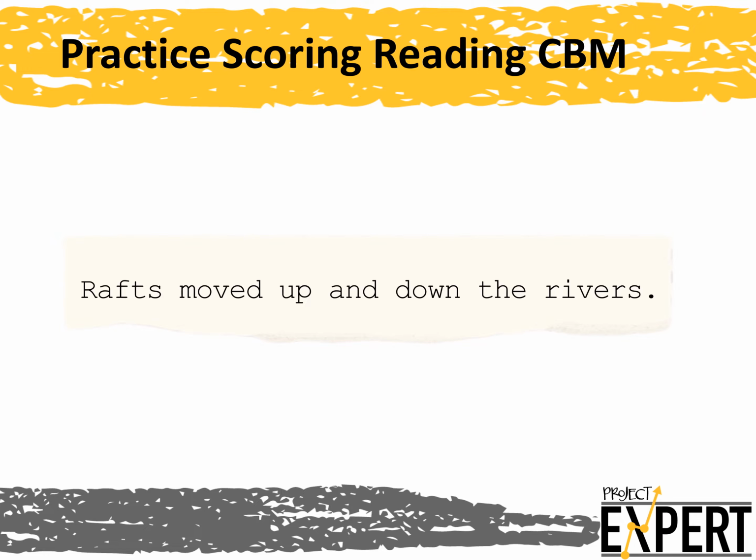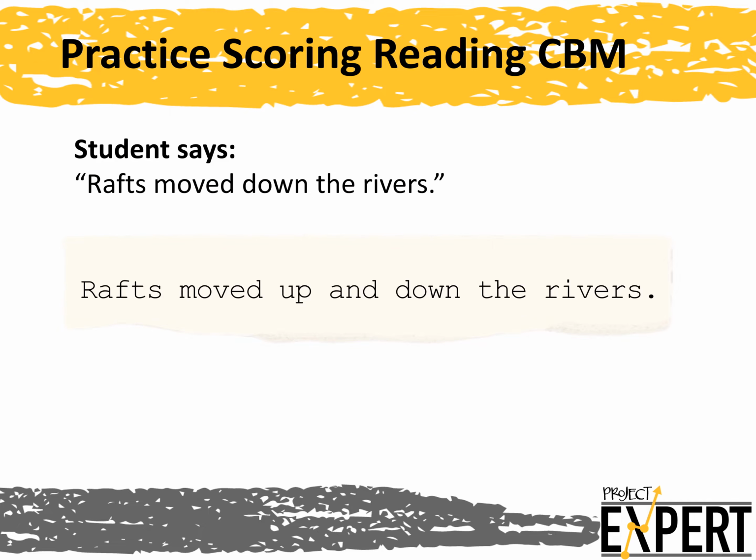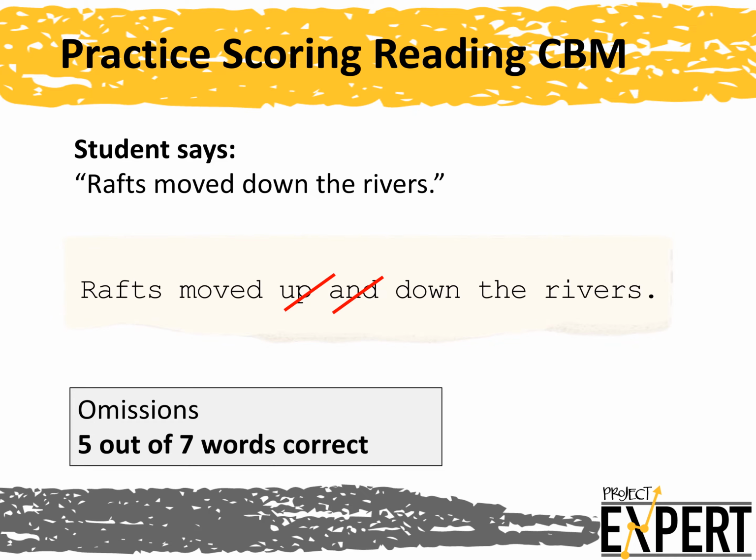One last example. The student reads, "Rafts moved down the rivers." How would you score the sentence? The student omitted the words up and, so there are 2 errors. If you scored 5 out of 7 words correct, that's right.